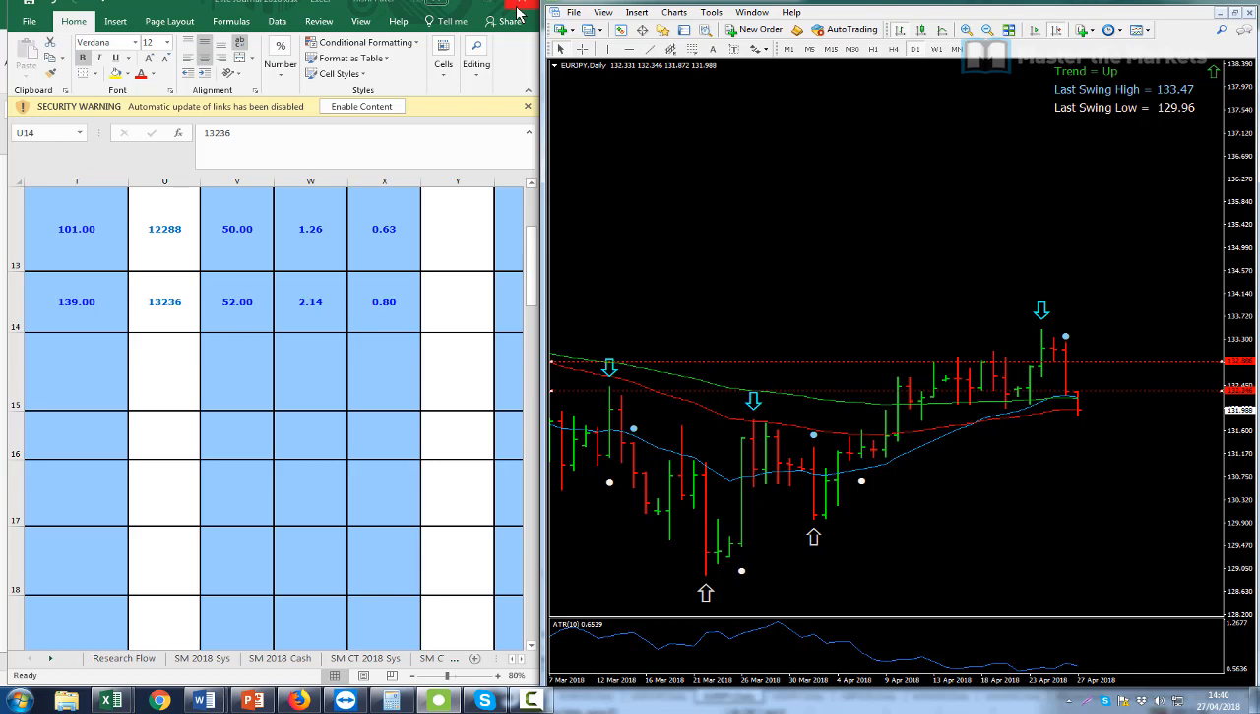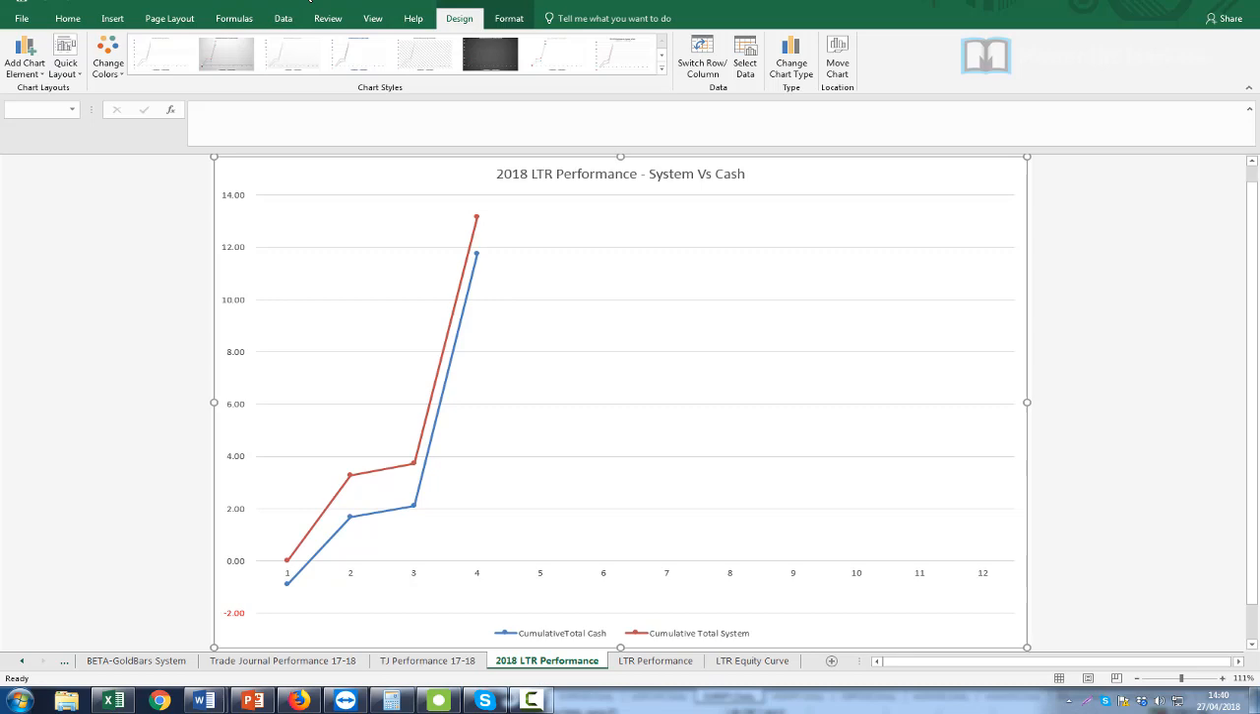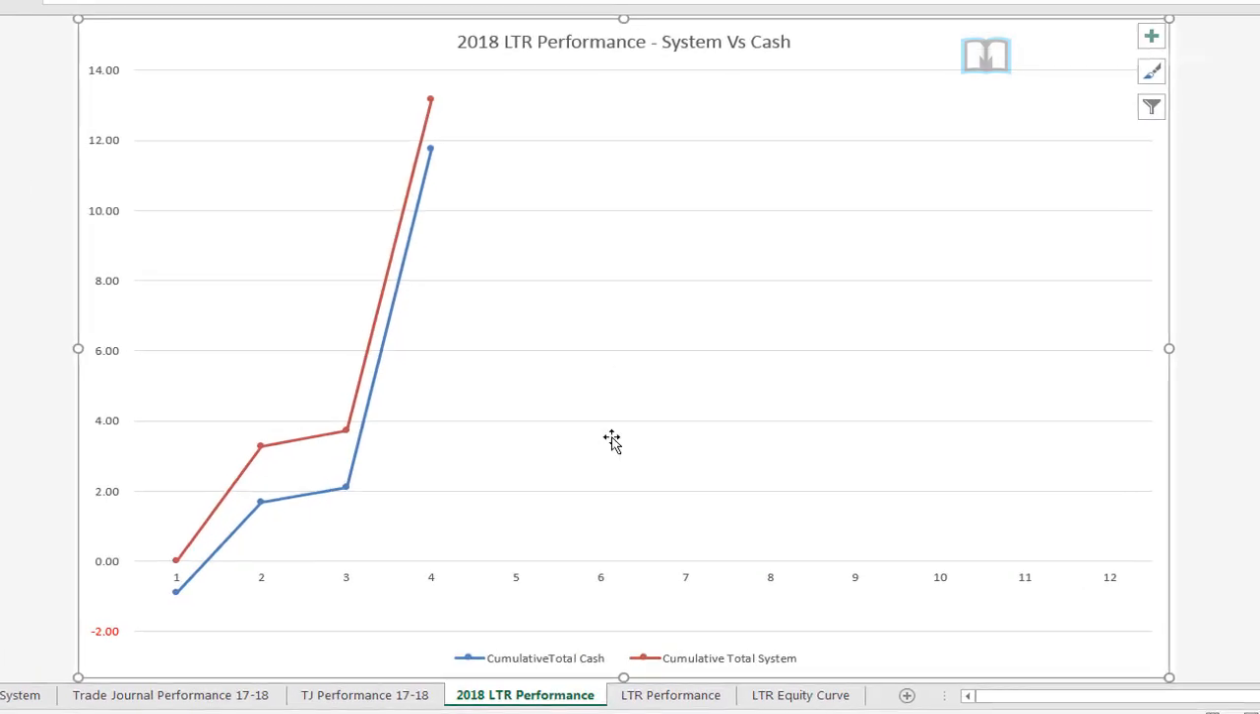Let's now look at the live trading room. So let's go ahead and save the changes to that journal there. And let's look at the live trading room. I've already shown you the graph.